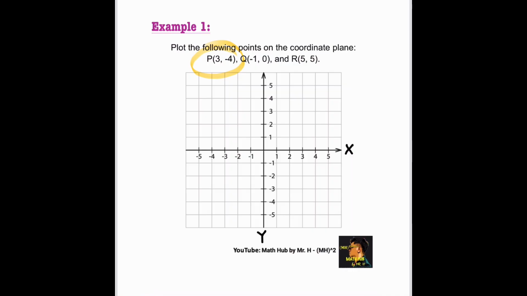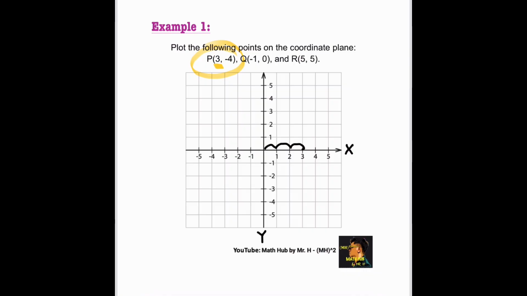The first thing that we need to do is to consider the x-coordinate. The x-coordinate is 3. So from the origin, 0, 0, we count 3 units to the right: 1, 2, 3. And you stop there.